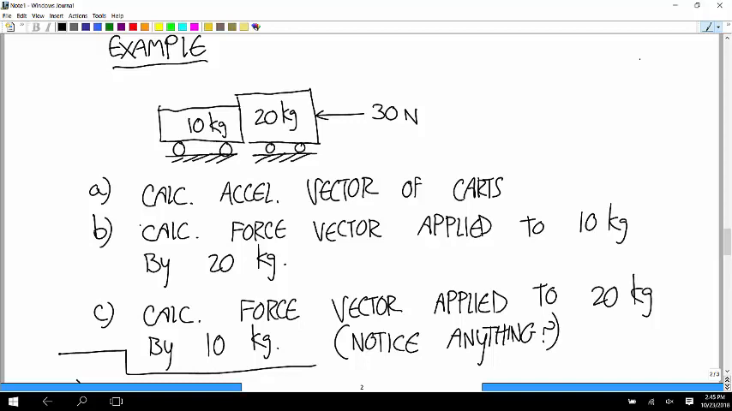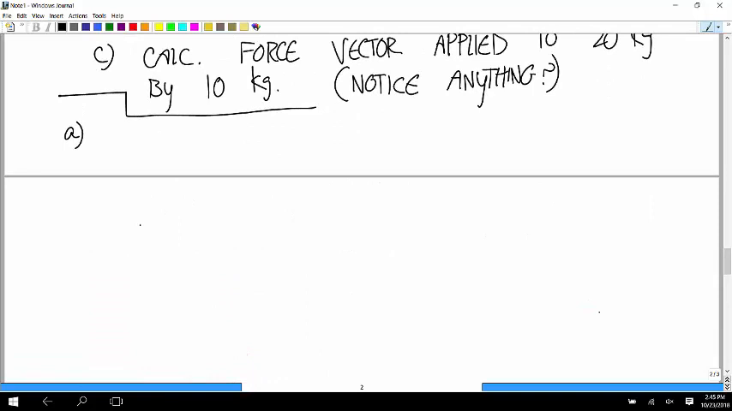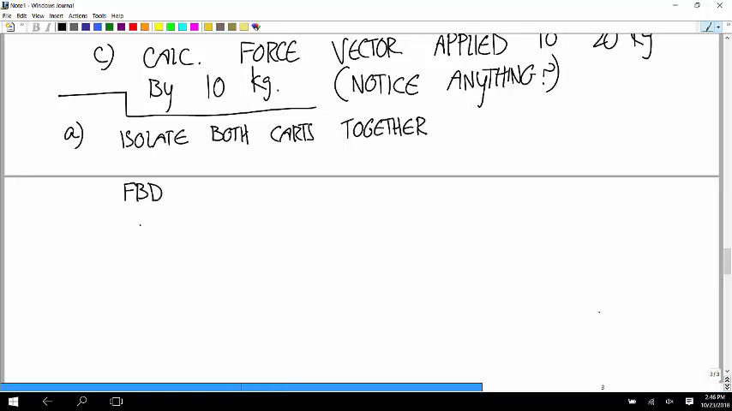If we wanted, we could just isolate a wheel. We could isolate those two together. We could isolate those two as part of the earth. We get to choose where we make our boundary. Okay, and we're going to make our boundary around, so let me draw it. So we're going to isolate both carts together. Okay, so here's a free body diagram of both carts.